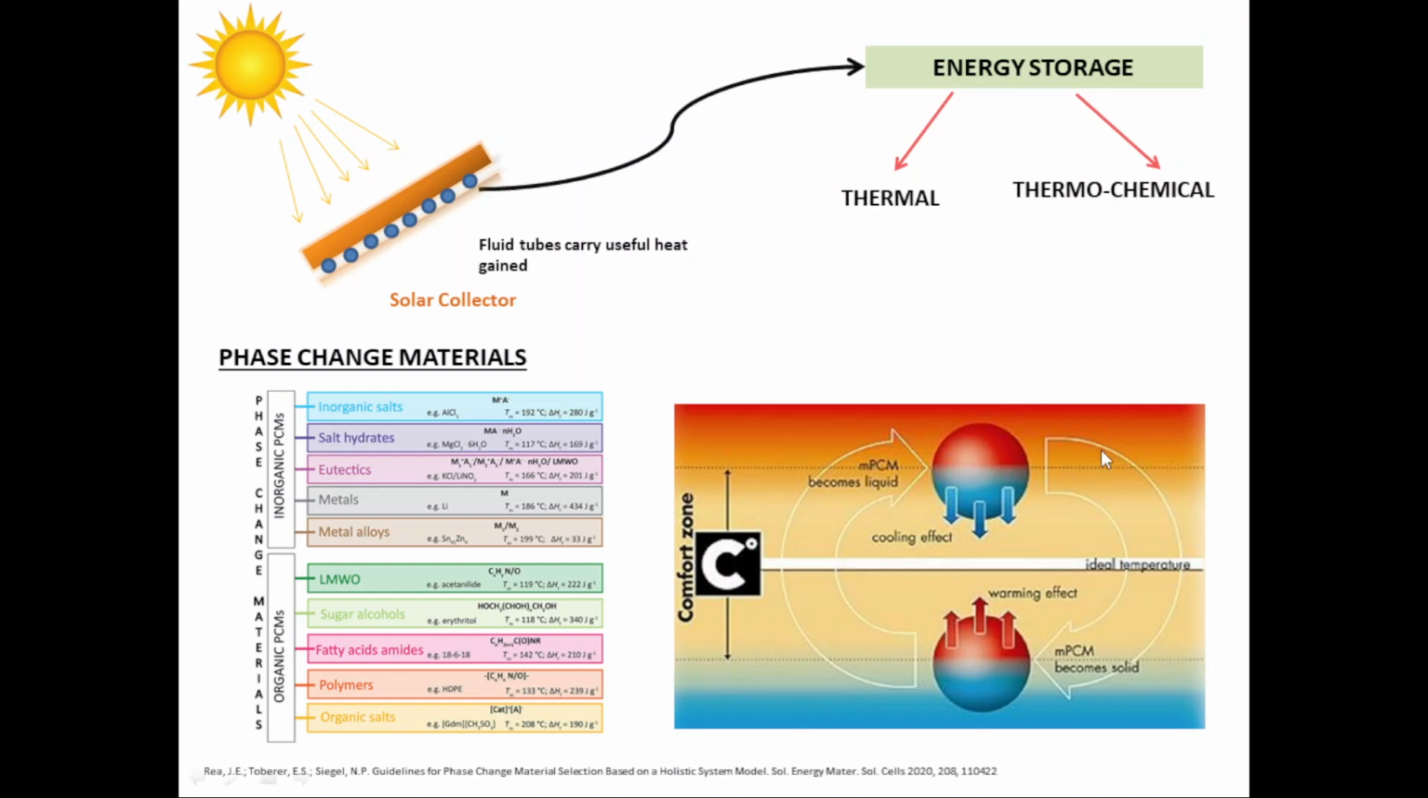You can see here this right side arrow. Your PCM solidifies and then releases the latent heat of fusion, which provides a warming up effect, which helps in warming up your building or any kind of other applications. Whereas in the other case, when the temperature increases, the PCM undergoes a phase transition from solid state to liquid state, and during this process it absorbs the heat, producing a cooling effect. So these are the basic principles of phase change material.